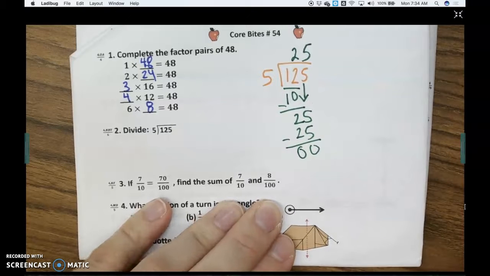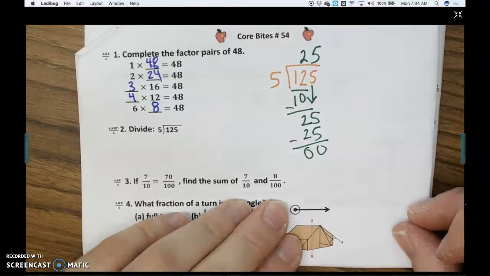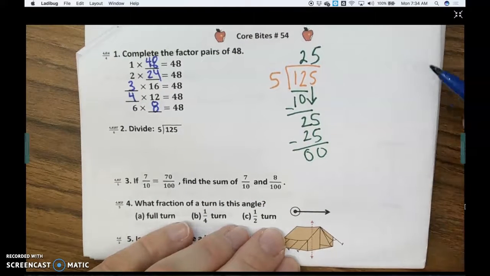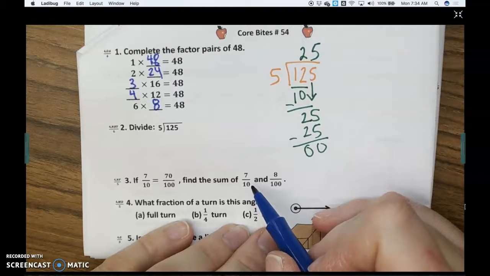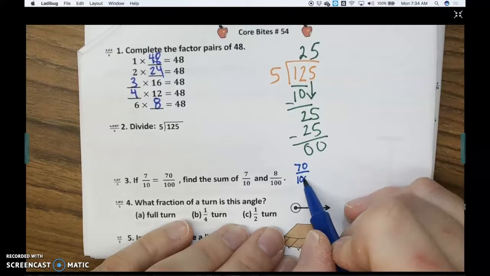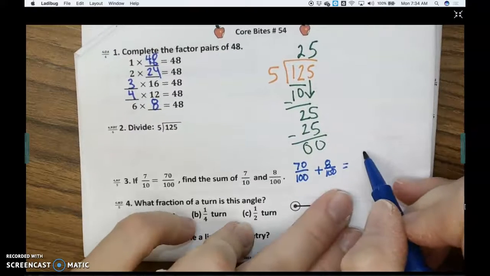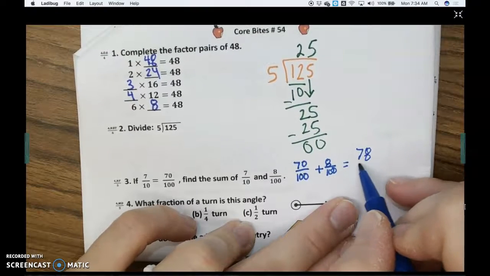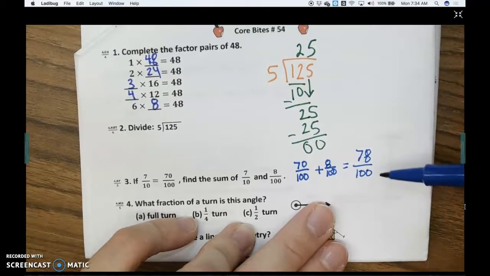For your fractions down here, it says if 7/10 equals 70/100, find the sum of 7/10 and 8/100. So what you can do is you can change the 7/10 to 70/100. And then add the 8/100 so that they both have the same denominator. And then you would have 78 hundredths. And we haven't really talked about this yet, but you can actually divide whatever the numerator and denominator have in common. You can divide to try to put that fraction in simplest form.